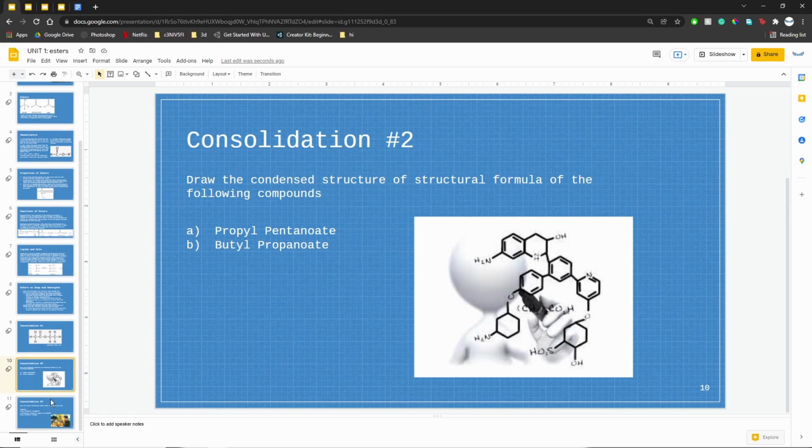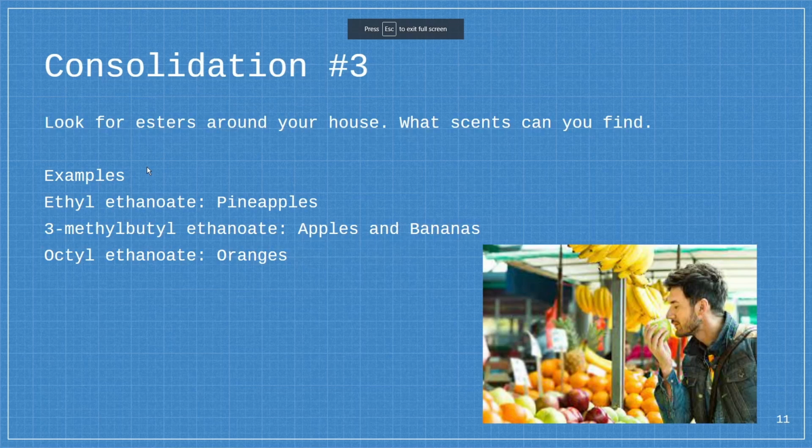And so, oh, I believe there's one more. Correct, yes. And so this is not much of homework as much as for fun. You can even go tell your family, but go looking around your house for esters. Like, what scents can you find? So for example, there's ethyl ethanoate, which is the scent of pineapples. There's 3-methyl-butyl ethanoate, which is apples and bananas. There's octyl ethanoate, which is oranges.